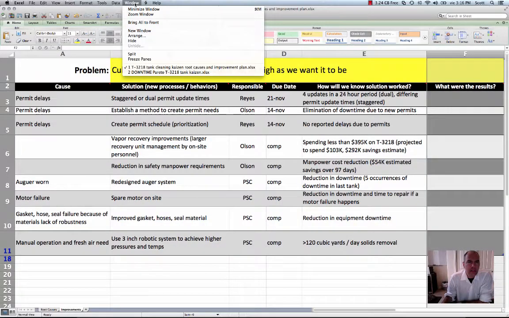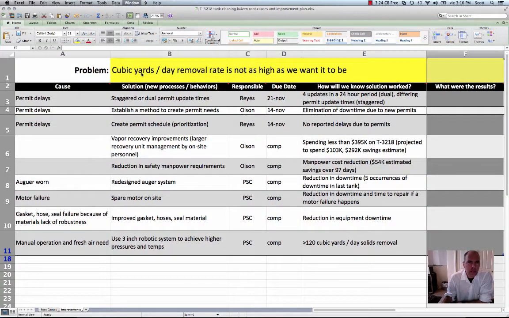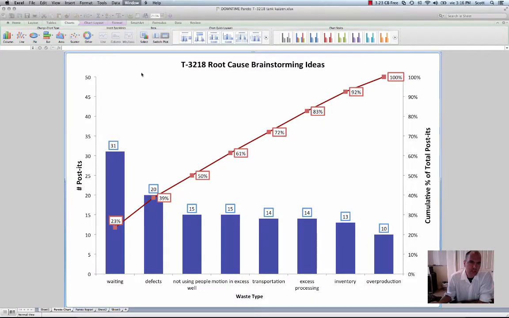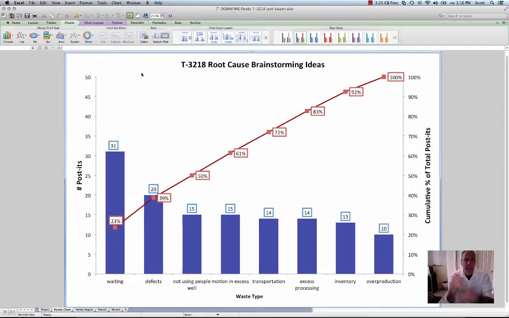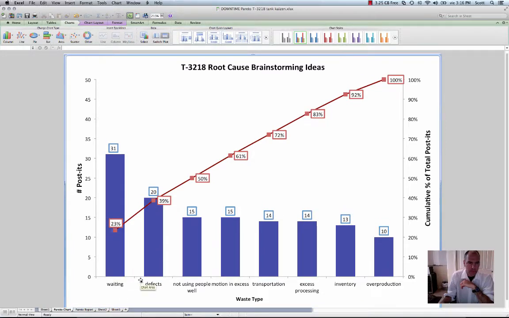One simple way to do some analysis is just to look at the number of causes that have been put into each of these categories. Here's a Pareto analysis that some of you might be familiar with if you used this in your assignment last week. We found that of the 132 post-its, 31 were on the waiting flip chart, 20 were on the defects flip chart, and those two combined were 40% of all the ideas. Then when we started to add in not using people well, we got up to 50% of the post-its.